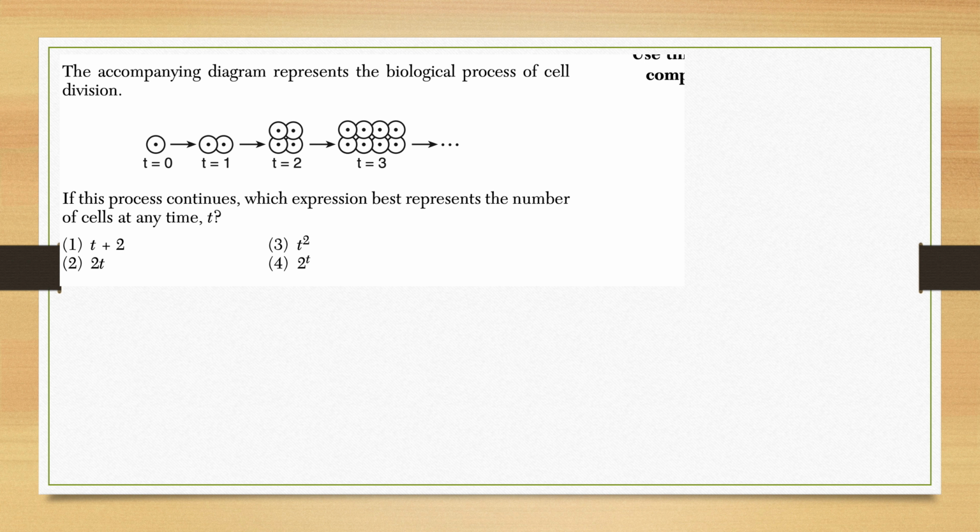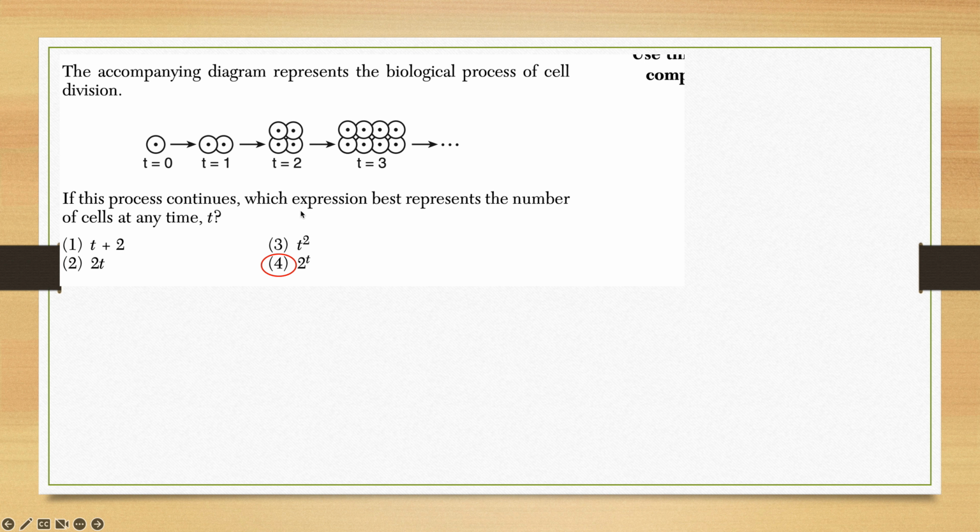Okay, so if you look these over, you could just try all of the choices. When t is 3, the value is 8. So if I try the first one, it would only be 5. The second one would be 6. The third one would be 9. The fourth one would be 2 to the third, which is 8. So clearly, the fourth one is the correct answer.